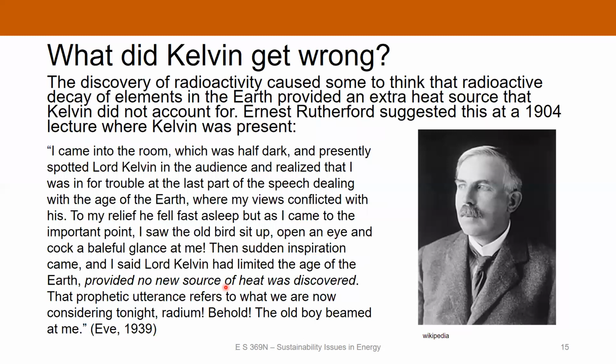Now, we obviously know that that's wrong because our best estimates now from radiometric dating are something on the order of 4.2 to 4.5 billion years. So what did Kelvin get wrong? Okay, so later on, the discovery of radioactivity made some people think that it was Kelvin's failure to account for radioactive decay as an additional heat source that made him get the age of the Earth wrong.